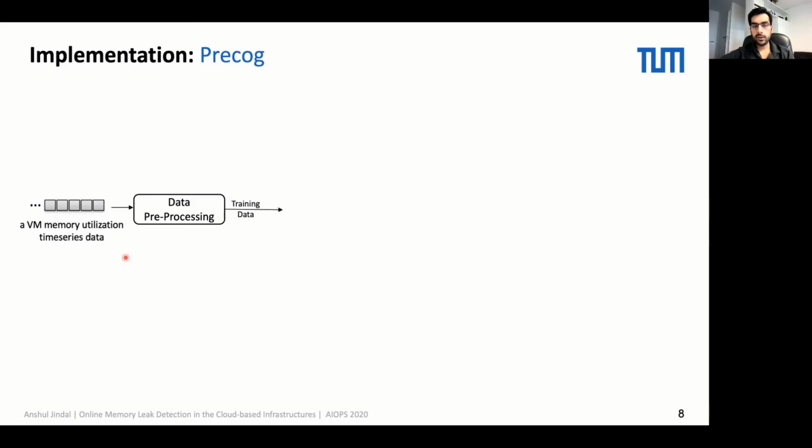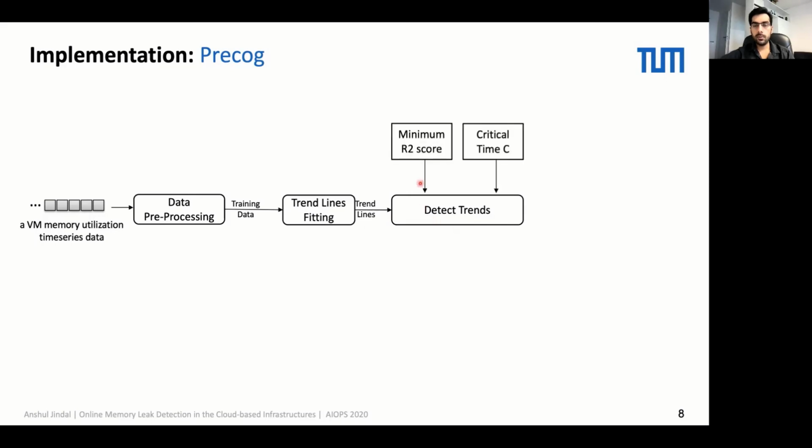After doing pre-processing, we may use this as training data and pass it into the trend lines fitting module, as we saw in the previous slide, where we detect different trends. After detecting these trends, we want to have good trends. So we pass this into a detect trends module, where we have two other major inputs, which are the minimum R2 score (R-squared score) and the critical time. Based on these two parameters, we classify these trend lines, whether they are good trends and whether we should keep them or not.